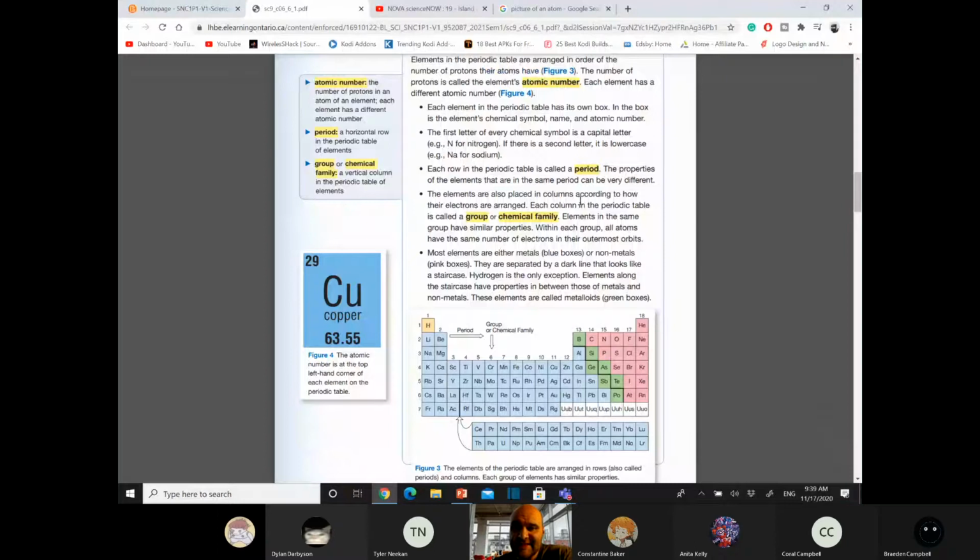The elements are also placed in columns according to how their electrons are arranged. Each column in the periodic table is called a group or family. Elements in the same group have similar properties. Within each group, all atoms have the same number of electrons in their outermost shell.